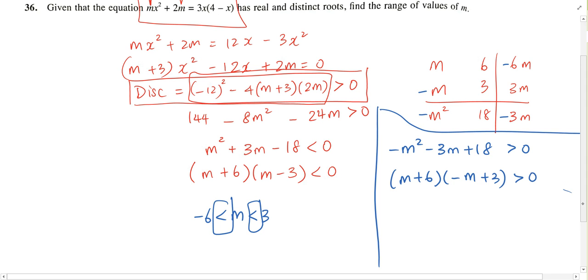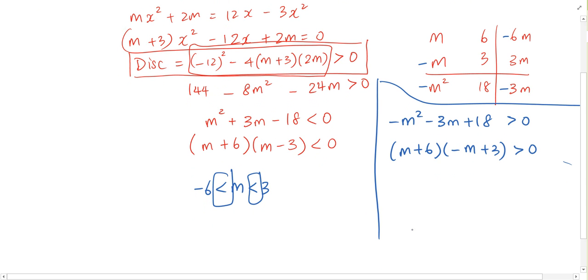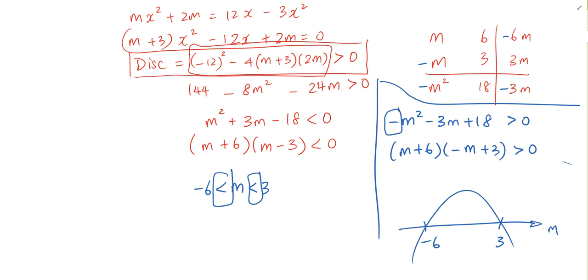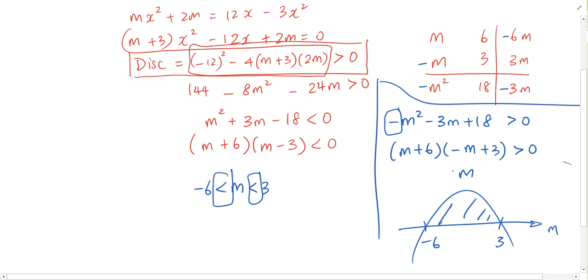No. Okay, what does this parabola look like? Opening up or down? Down. Yeah, it opens downwards. What are the points of intersection? -6 and 3. What makes it go down? Because of the coefficient of m squared. It's negative. Okay, so now I want the range that is greater than 0. So above or below the m-axis? Above. Then I still get the same range, m between -6 and 3.